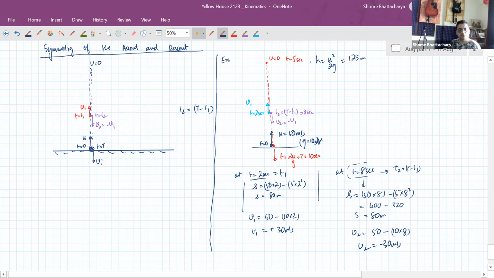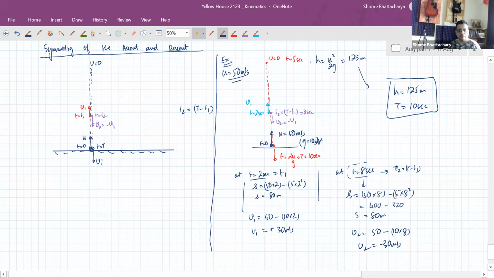Now, just one more thing to be careful about in an example like this is the difference between distance and displacement. In this example, we have taken U as 50 meters per second. From that, we have calculated the maximum height as 125 meters and the total time of flight as 10 seconds. These were the standard things. And we've also seen that at 2 seconds and 8 seconds, for example, there is this symmetry.